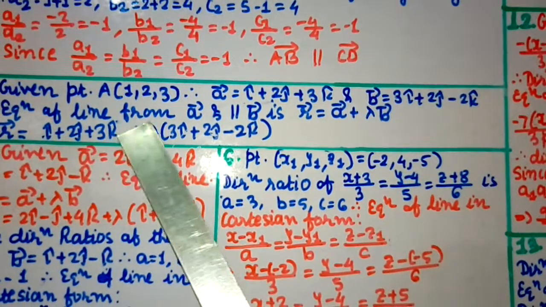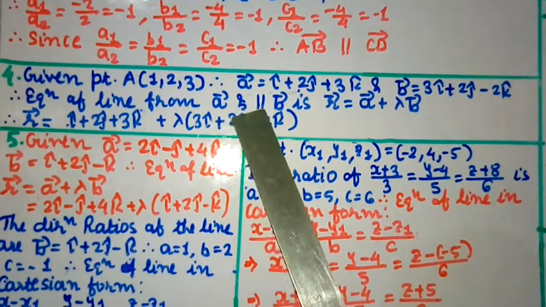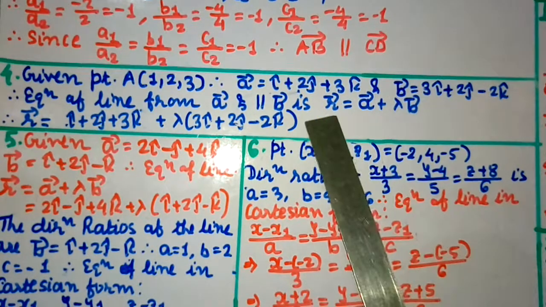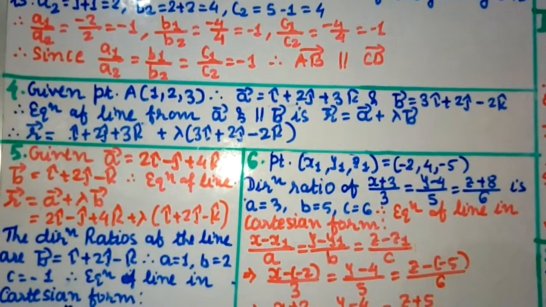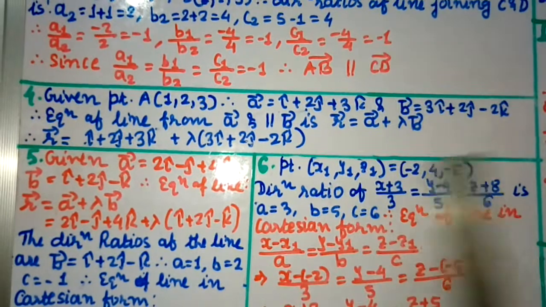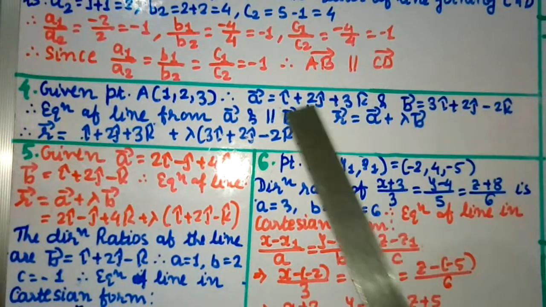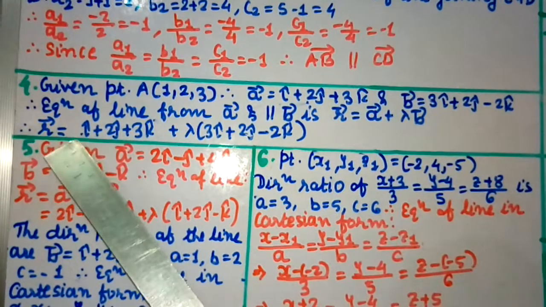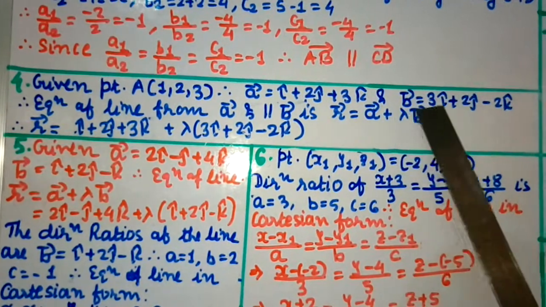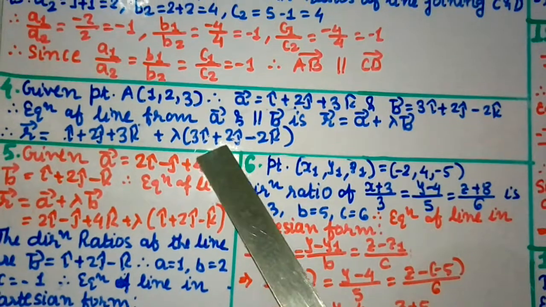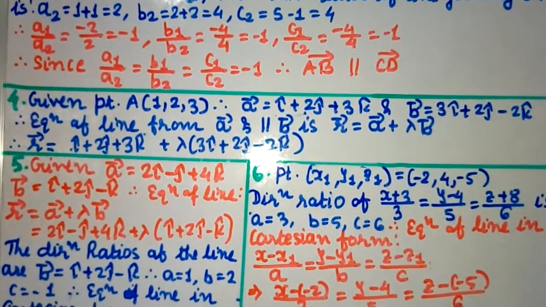Now the equation of a line from point A, passing through point vector A and parallel to vector B, is r equal to vector A plus lambda vector B. We have proved this in the last class. So we can say vector r, that is the line, equals vector A, so I place the value i cap plus 2j plus 3k plus lambda vector B, that is this vector, 3i cap plus 2j minus 2k cap. So that is the solution, or the required equation of the line.